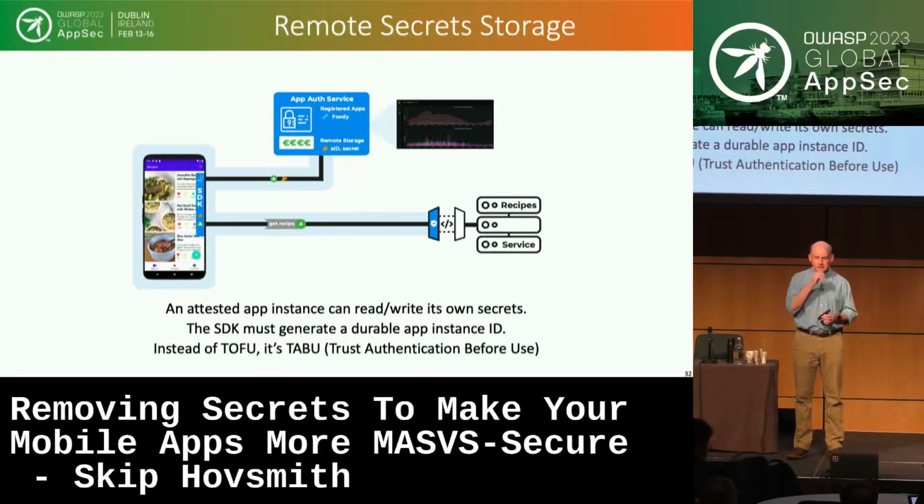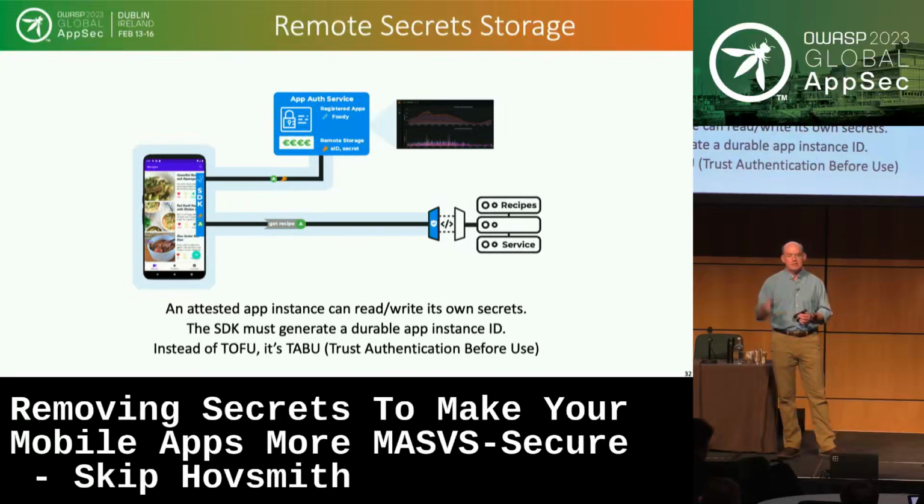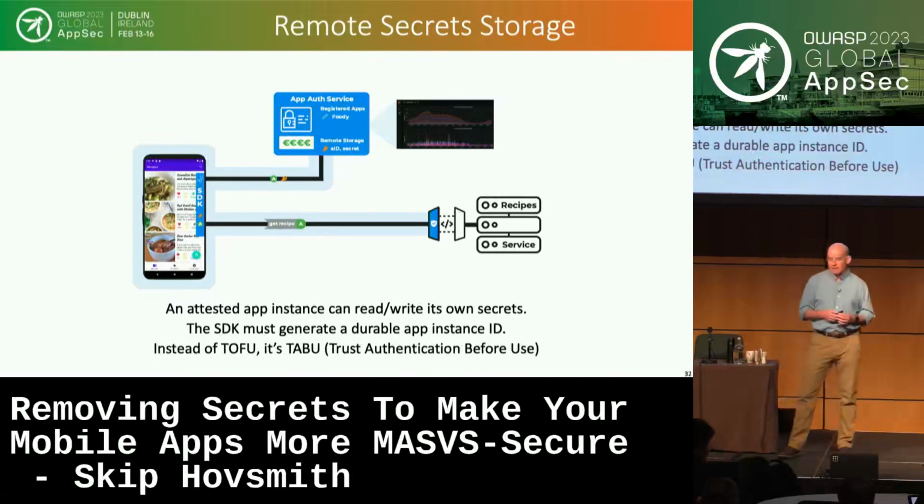So if you have additional specialized secrets, then you can use those, assuming that you've established trust by the attestation. So assuming that you have established a valid app auth token that goes down, then you can read and write these secrets. So comparing this to TOFU, trust on first use, I've relabeled it TABU. So now we're trusting authentication before each use as you go through. So I've established trust rather than sort of having to pray on first use that things are going to work out okay.